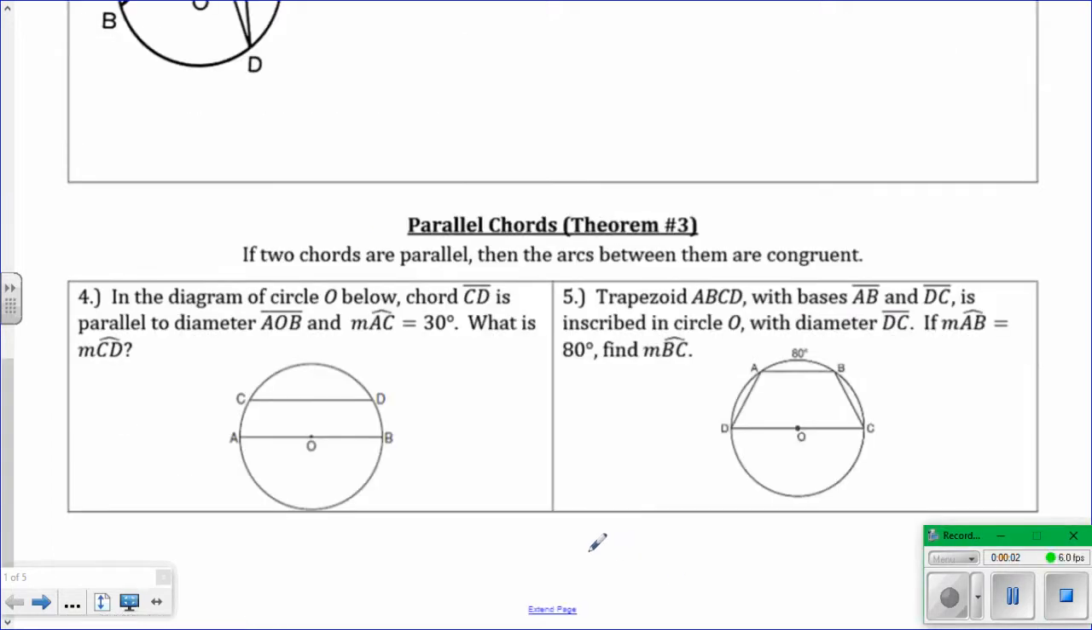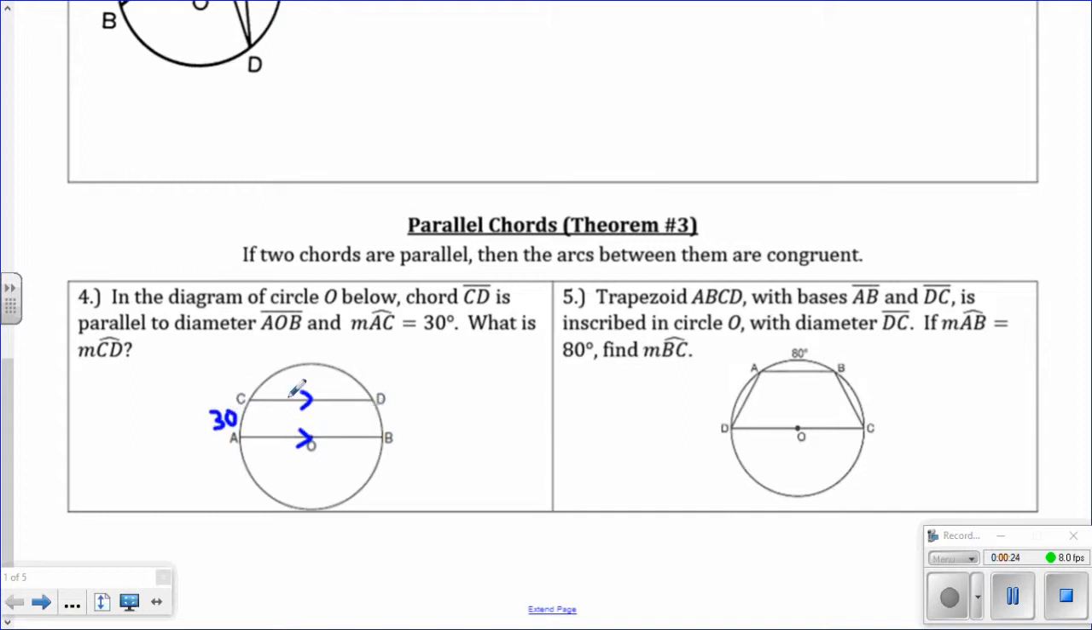Let's take a look at the third theorem, which states that if two chords are parallel, then the arcs between them are congruent. So if we look at number 4, I should say, chord CD is parallel to diameter AOB. And the measure of arc AC is 30 degrees. What is the measure of arc CD?